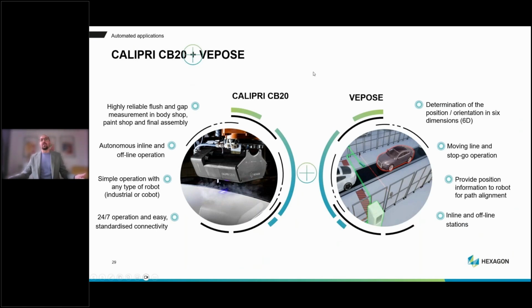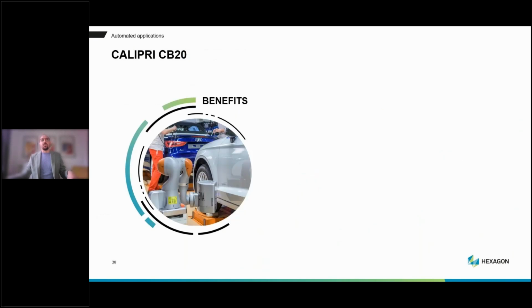And the VPOS helps us to determine the position of the car in 6 dimensions: X, Y, Z, alpha, beta, gamma. It's for moving line and stop and go operations. It's also for offline operations. It will provide the position information, and will translate this position information to an offset to the robot, so we can make sure that the robot is always in the right position. High availability, no risk of crashes.